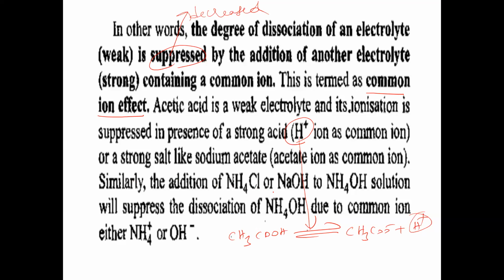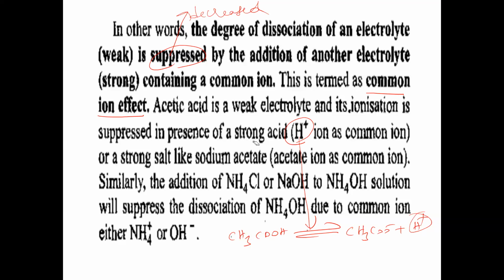Now what is the common ion added here? H plus is the common ion added here. Already H plus is there in the equilibrium mixture, and now one more H plus we are adding. That means we are adding a common ion. Then the backward direction will take place and the suppression of dissociation of acetic acid will take place.